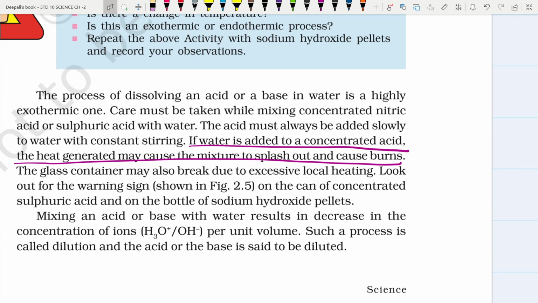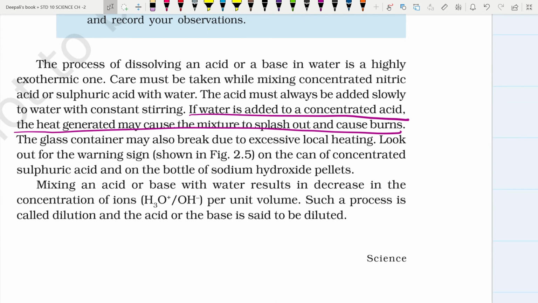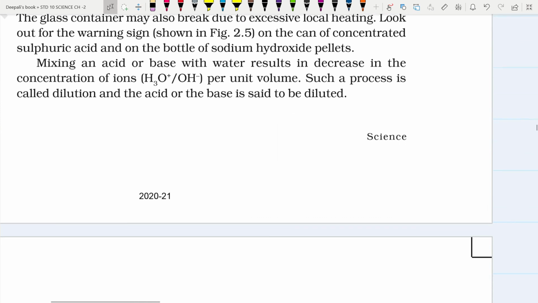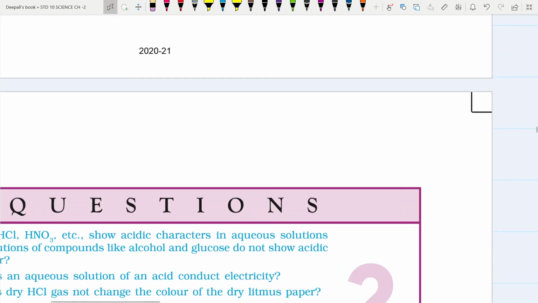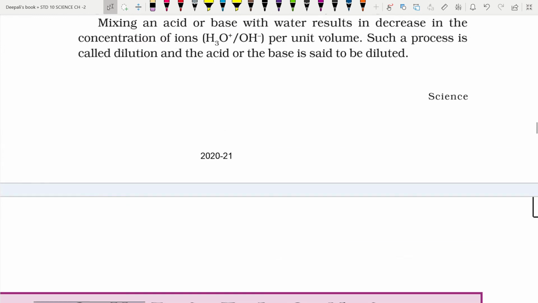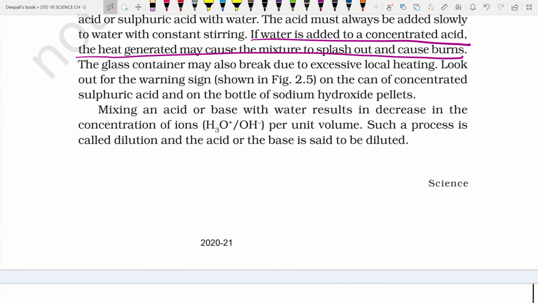Mixing an acid or a base with water results in a decrease in the concentration of ions H3O+ and OH minus per unit volume. Such a process is called dilution, and the acid or base is said to be diluted. So, when we decrease the concentration by addition of water, it causes the dilution of the acid, and the concentration of H+ and OH minus gradually decreases, making it a milder acid.